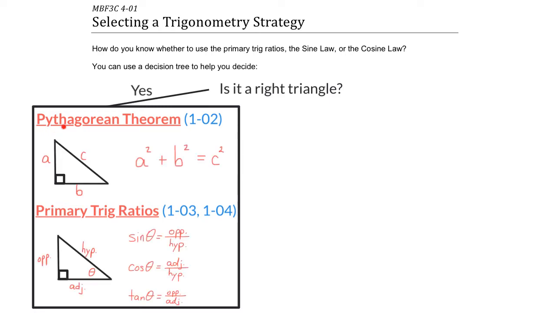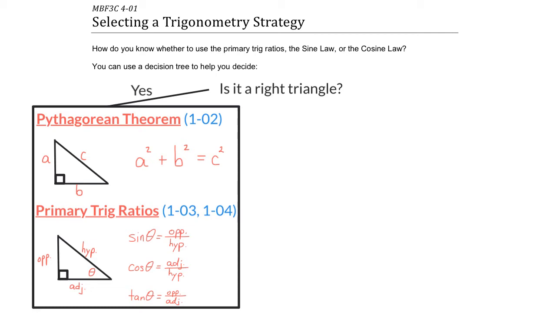So we covered Pythagorean theorem in lesson 102 back in Spiral 1. We covered the primary trig ratios in lessons 103 and 104. So with the Pythagorean theorem, remember we label the sides A, B, and C, where C is the hypotenuse, and A squared plus B squared equals C squared. So you would use this formula to calculate the missing side. If you know two sides, you can calculate the missing one, as long as you're putting the hypotenuse in the right spot.